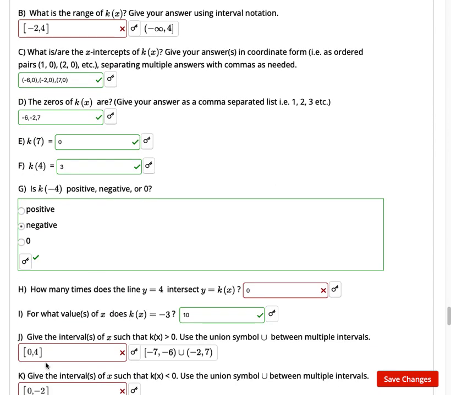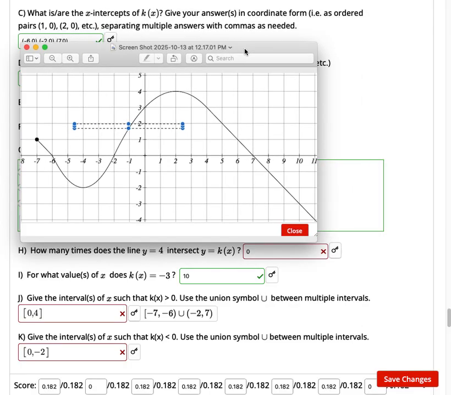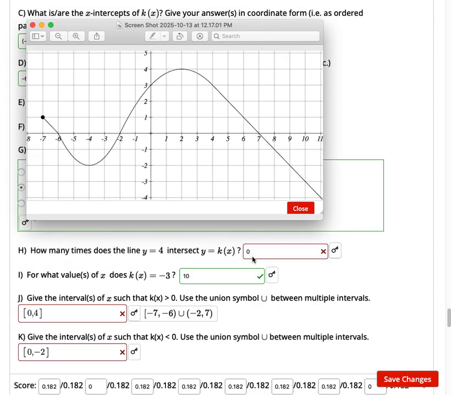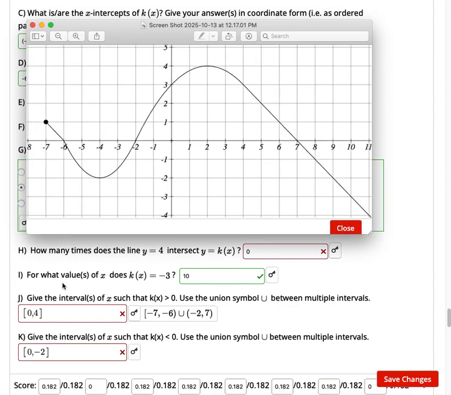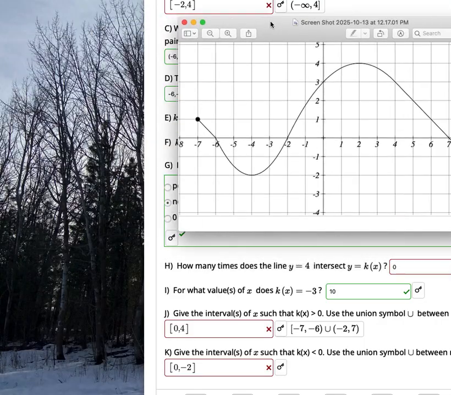For the next one, let me bring this over. Just did that so I could see the graph while I had the question open.